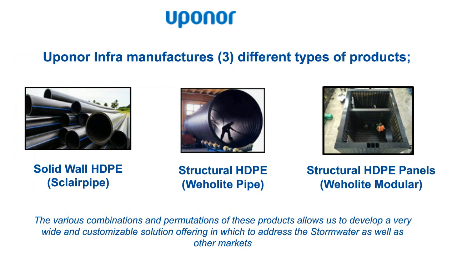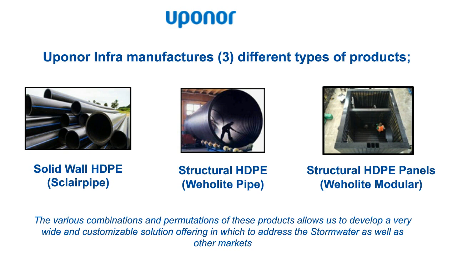To understand Uponor Infra's offerings within the North American market space, we can really break it into three families of different types of products. One is, you're probably familiar with our Sclairpipe, which is our solid wall HDPE, high density polyethylene, which allows us to go from small diameters, about 3 inches, to about 63 inches on the solid walls. And that allows us to go from lower pressures to very high pressures, over 200 psi.